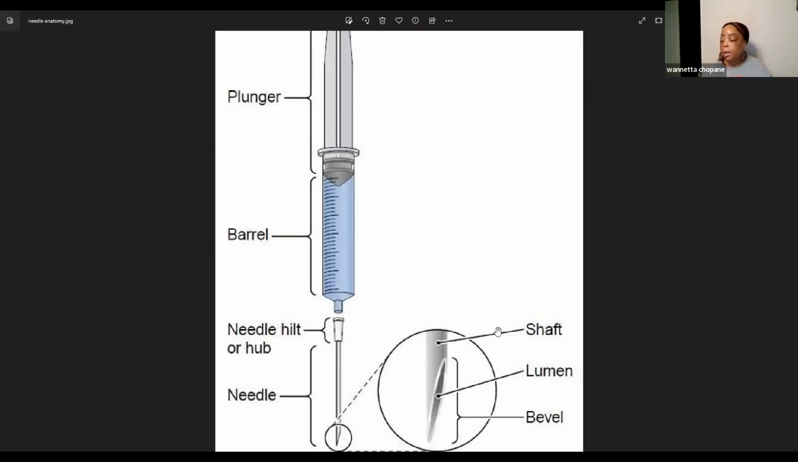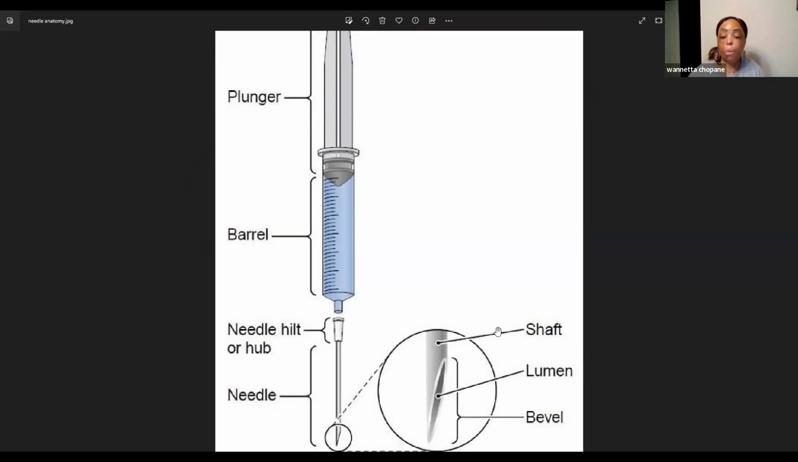Any questions about the actual anatomy of the needle? All right, no questions.